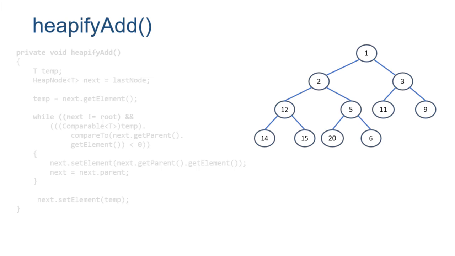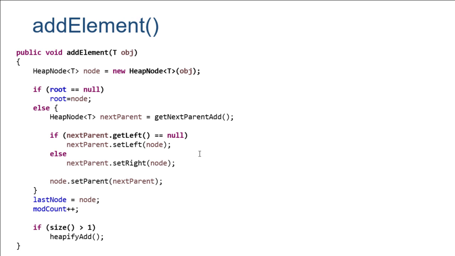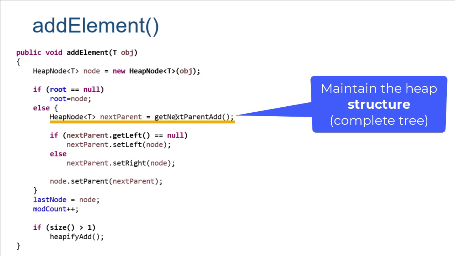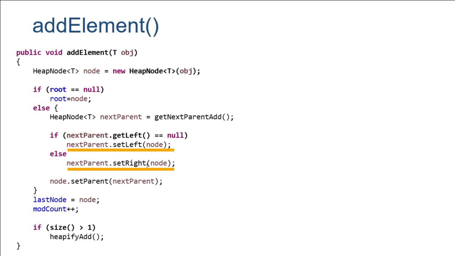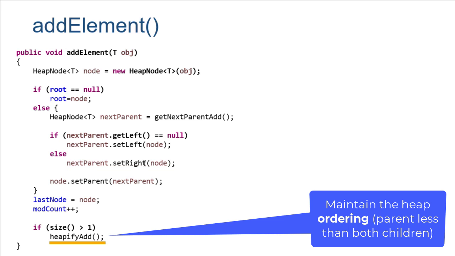Going back to the original addElement method, hopefully it makes a little more sense now what's going on. We create a new node. We find where we put that node structurally in the heap using getNextParentAdd, and then set our new node to be the left or right child, depending. Then we call heapifyAdd to fix the ordering structure.